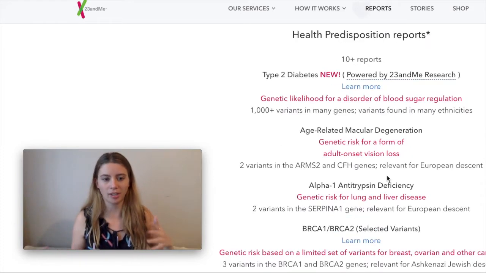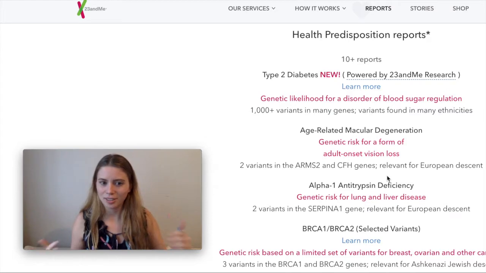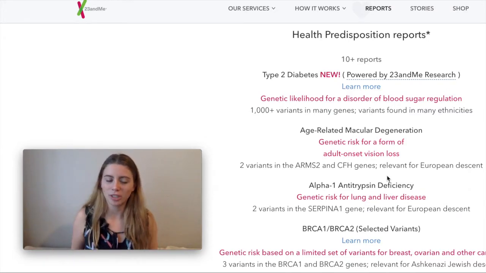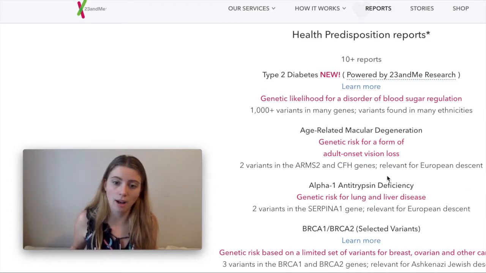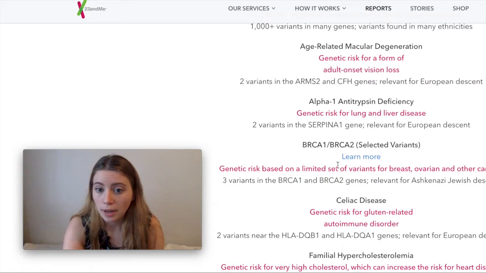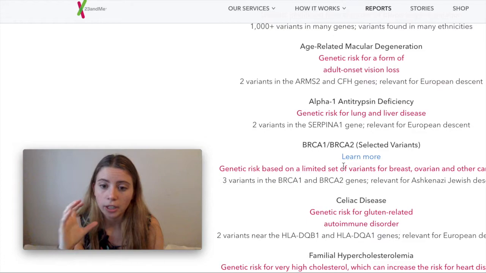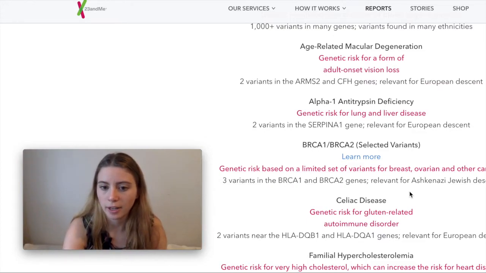So sometimes traits are light and funny, like whether you can taste bitter or not, but sometimes they're more serious, like if you're more predisposed to cancer because of one of the genes you have. So you can look at those with 23andMe as well. BRCA1, this is one that is a big gene. So there's 3 variants in these 2 genes, and this was discovered not too long ago to have a very strong link to later on developing breast cancer and ovarian cancer.